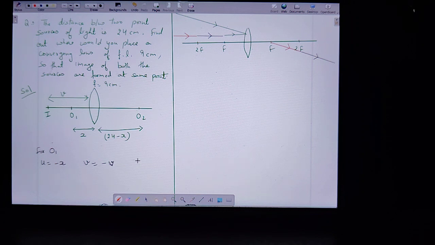Ma'am, x is 12. Is the value of x 12? No, 12 won't work. 12 means both will be at 12, 12, na? That means you are saying both are kept at the same place. No, it won't be the case. Ma'am, I'm getting x as 18 centimeters. Okay, you are getting 18 and the other is 6 then. Okay, that is the answer.